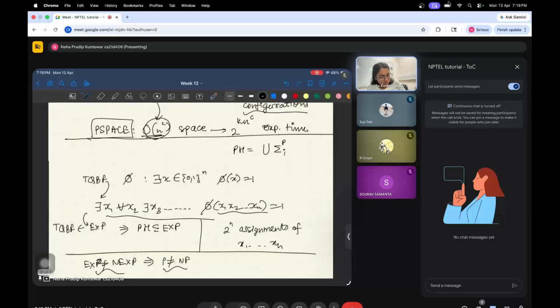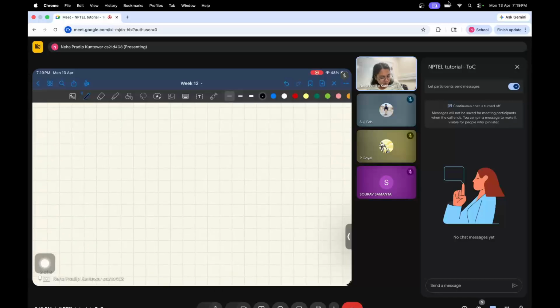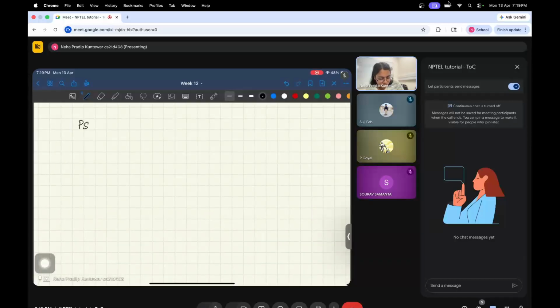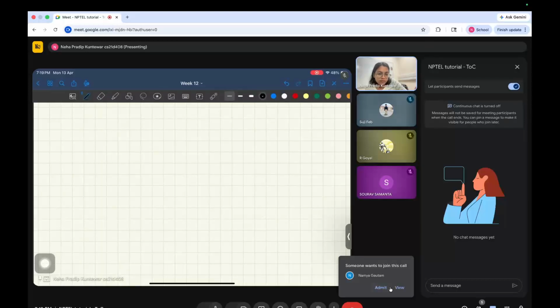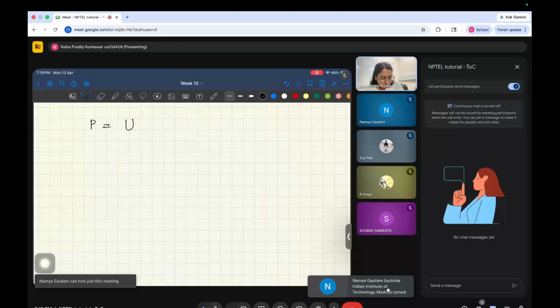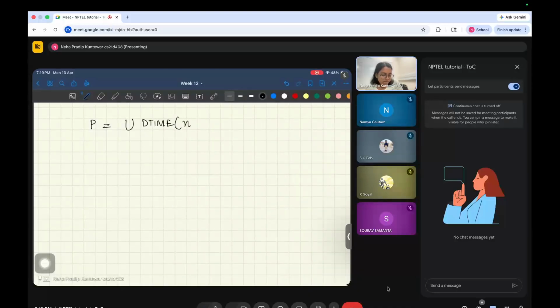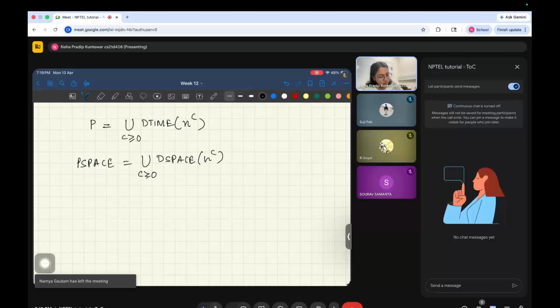Okay, just to give a contrast. P was defined as the union of DTIME n to the c. And how do you define PSPACE? This is the union of DSPACE n to the c. So you want to see an example of this?